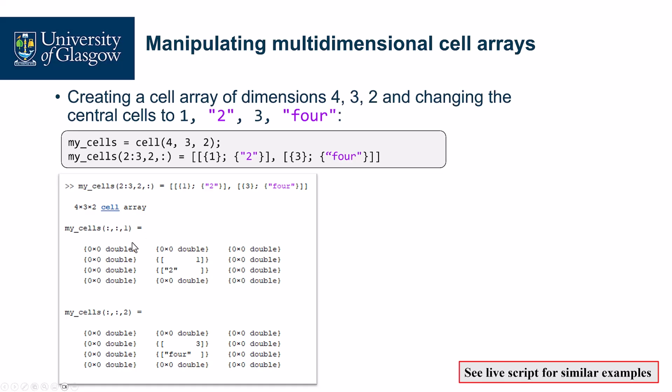So I can see layer 1, layer 2, and each of them is a cell array of 4 by 3, right? So I want to change the central cells. The central cells are here and here, right? 2, 1, string 2, 3, string 4. These ones, okay?